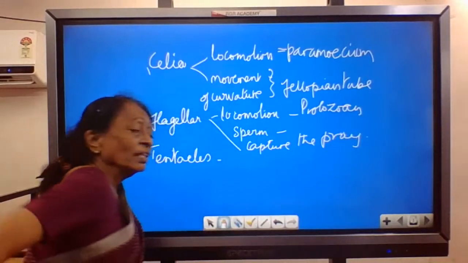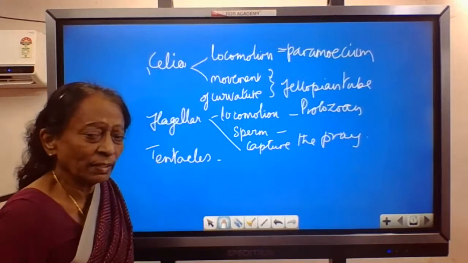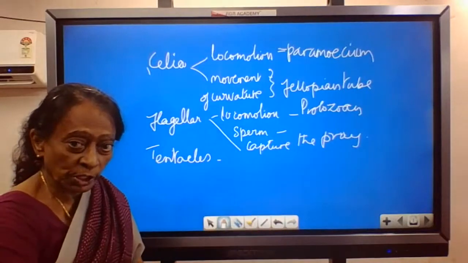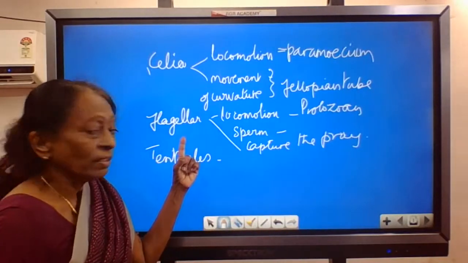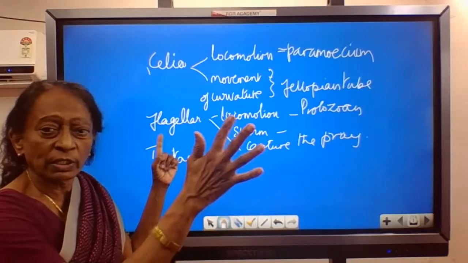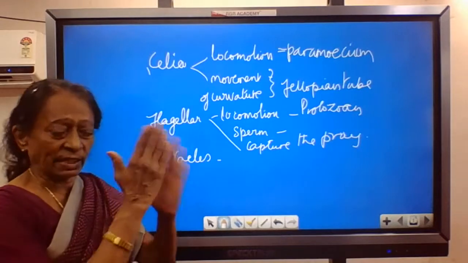How does Euglena move? The lashing of the flagella helps the Euglena to move. At the same time, when it moves around, the water current is pushed. So the flagellar movement, if it is propelling movement, it's locomotion. Euglena is an aquatic form. It won't stand still in the water.